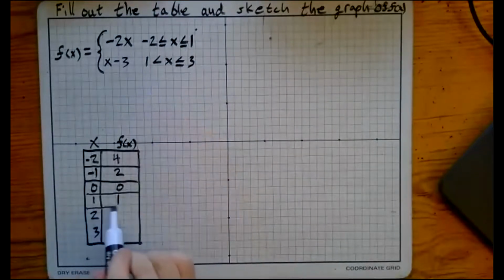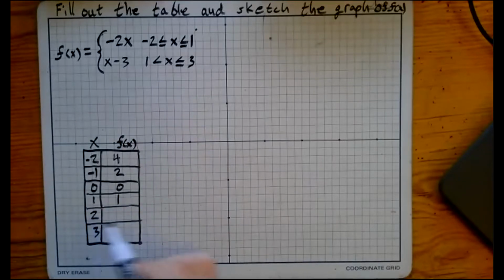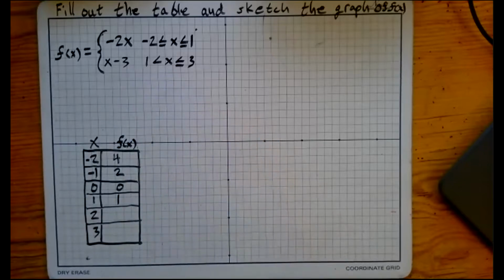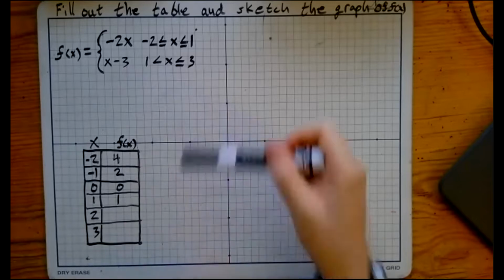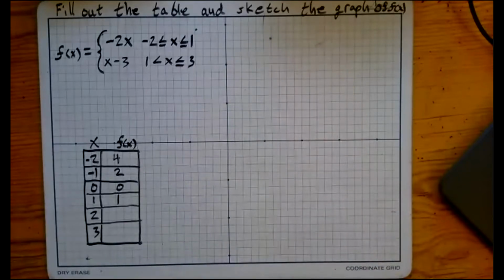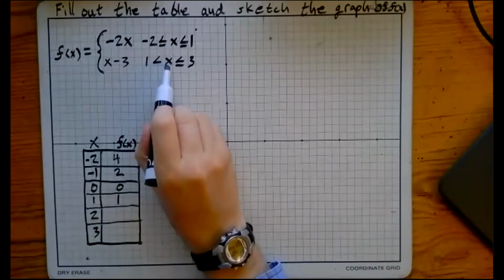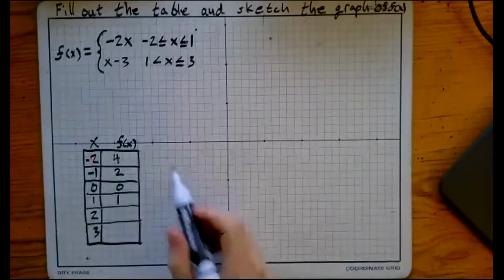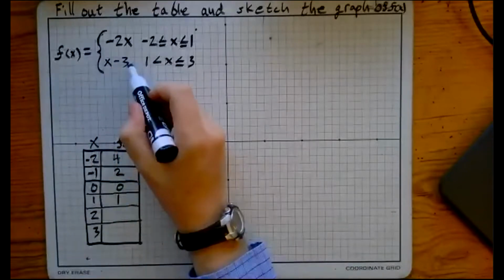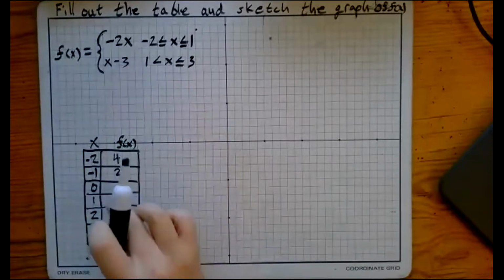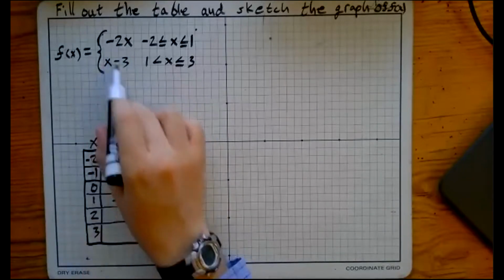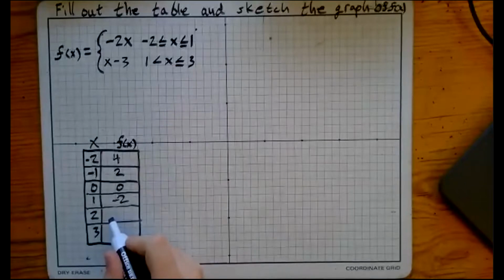Now, what about when x is 2? What rule will I use? Someone tell me, what rule do I use when x equals 2? The top or the bottom? The bottom. Because 1 is less than 2, which is less than or equal to 3. So I'm going to plug 2 into this one. 2 minus 3 is negative 1.